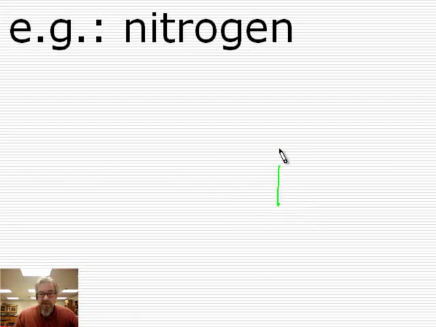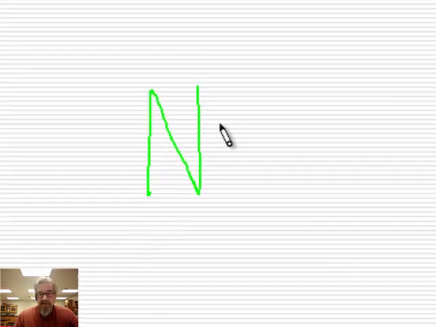Nitrogen. Nitrogen's in column 5, kind of like phosphorus that we just did. One dot on one side, switch to a second side, switch to a third side, switch to a fourth side. That gives me 4 dots, but I still need one more, so I go back to the original side and double up. There's nitrogen.